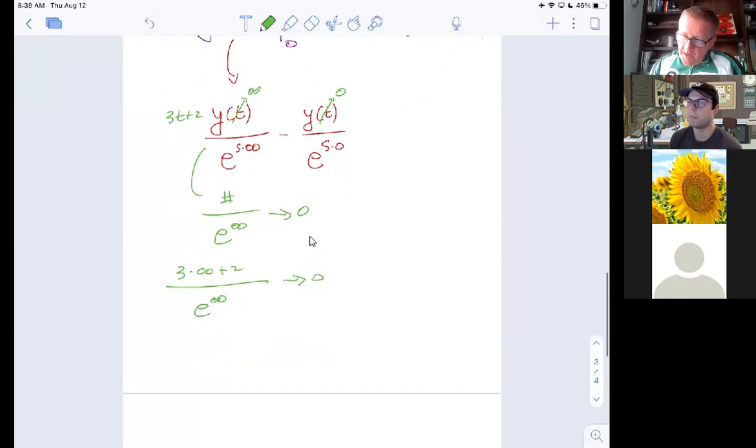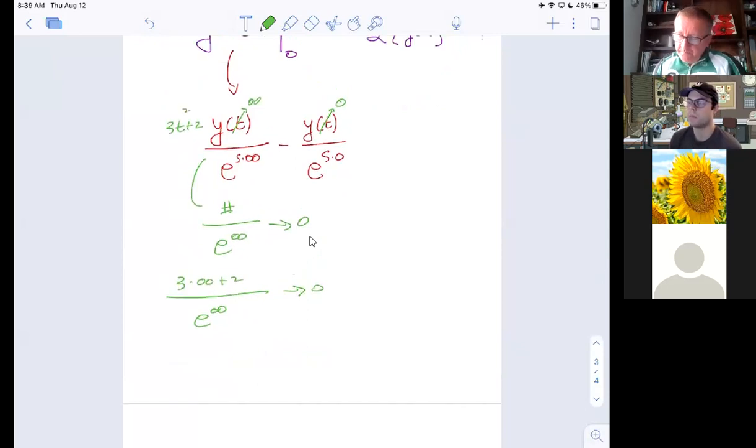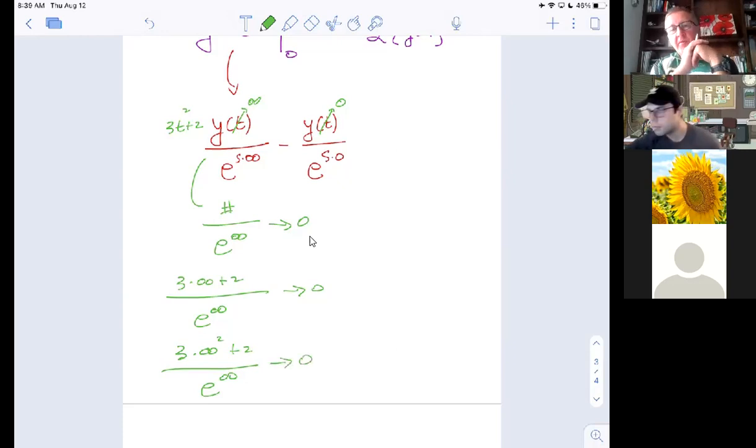What if that function on top was, you know, like a parabola? 3 times infinity, but now infinity is being squared. Do exponentials still outrun parabolas? Math 253 people? Yeah, they should. The e to the infinity will still be bigger. Yep. e to the infinity is still bigger. Exponentials are bigger than all polynomials. That could even be t to the 20th.